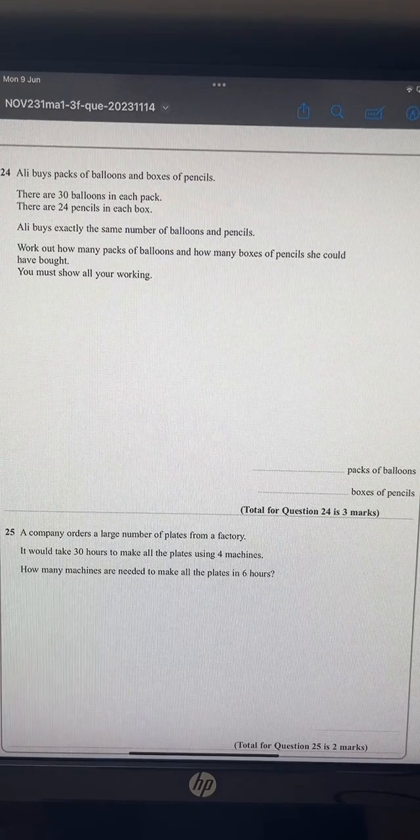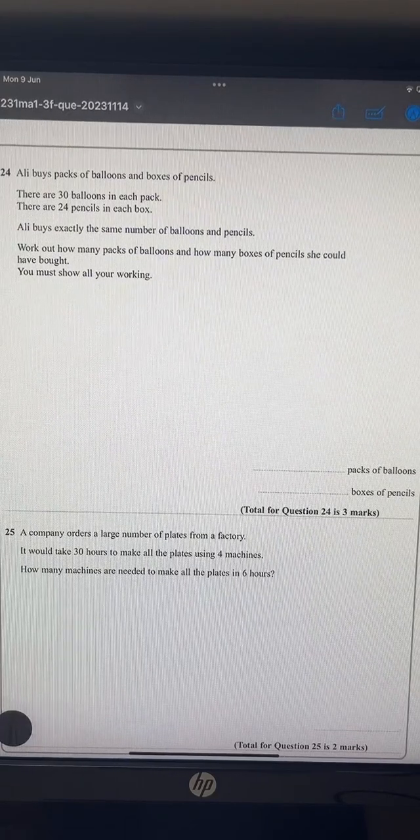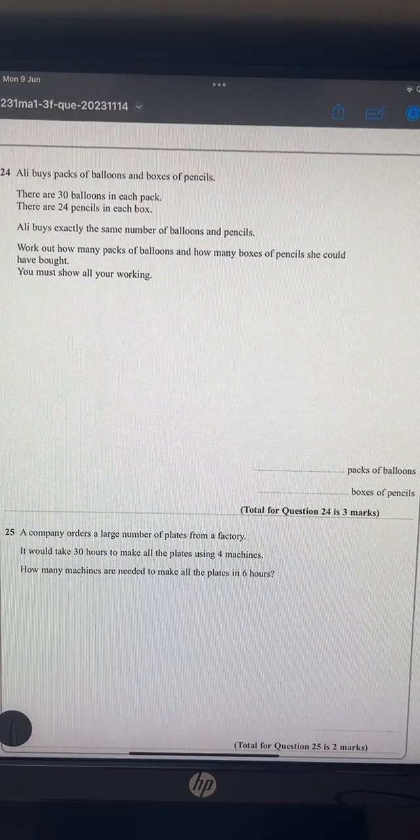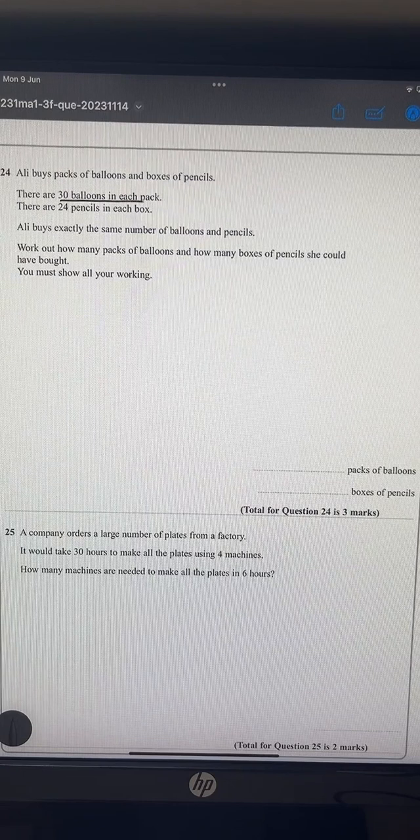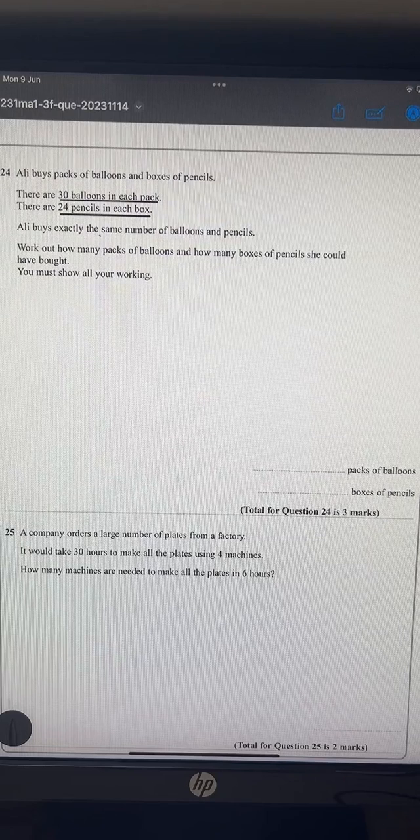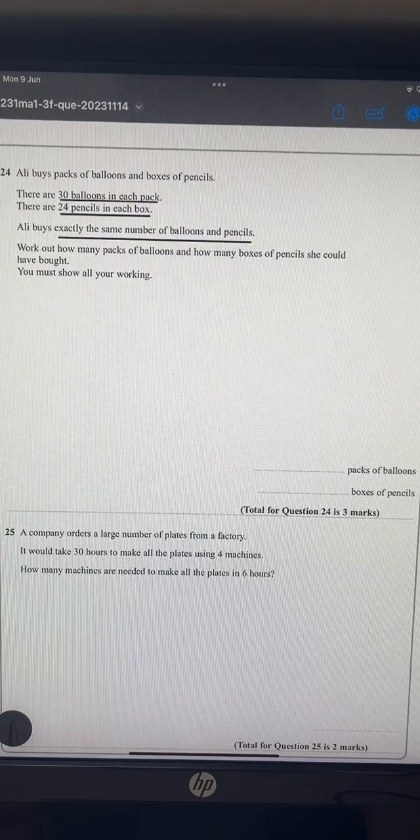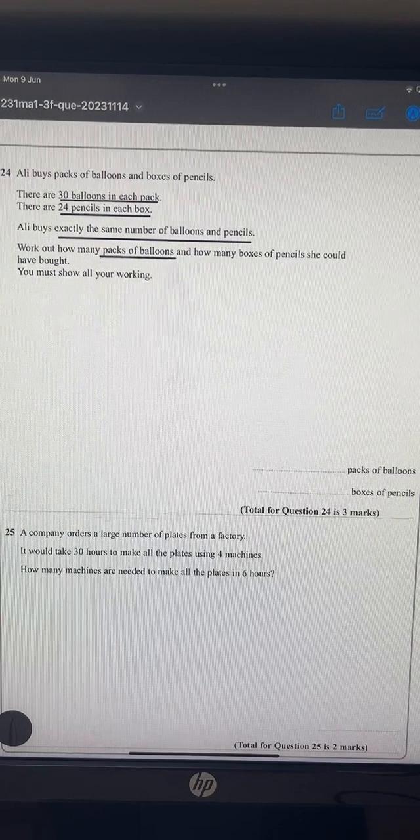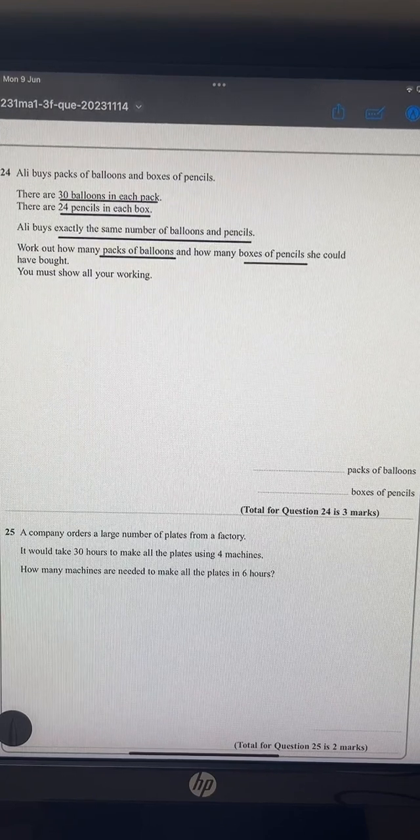So Ali buys packs of balloons and boxes of pencils. There are 30 balloons in each pack and there are 24 pencils in each box. All right, see, I'm underlining as I go. Ali buys exactly the same number of balloons and pencils. Work out how many packs of balloons and how many boxes of pencils he could have bought. You must show all your working.